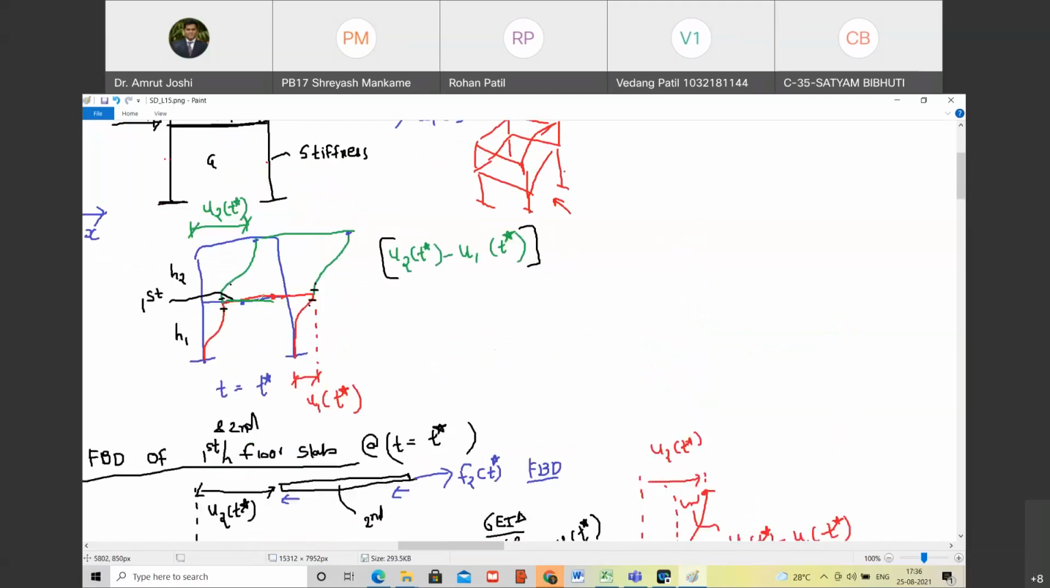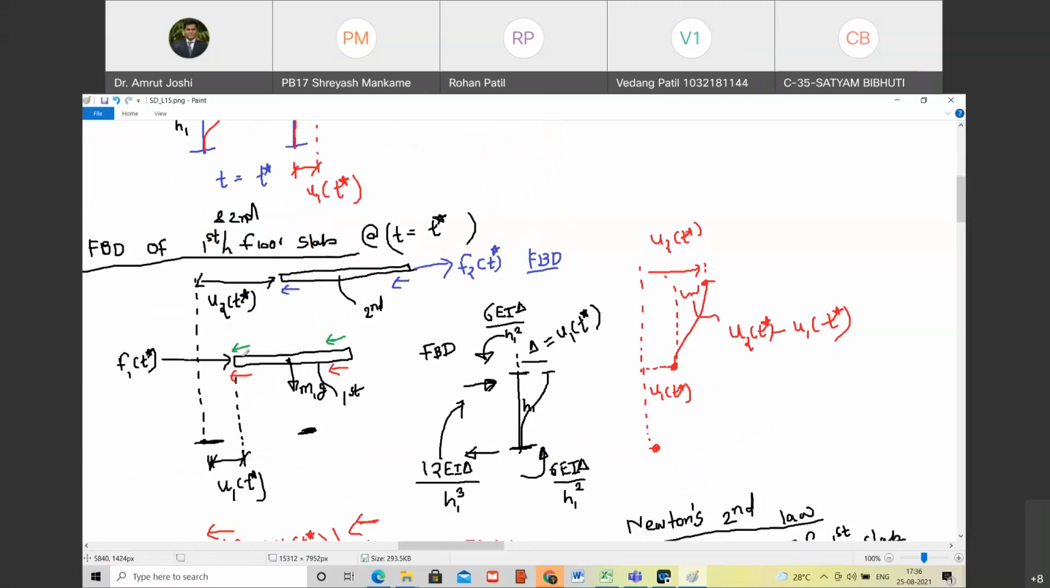So look, as this slab is deforming, the slab above is also deforming. Do you agree with me? Yes. So between the lower slab and the upper slab there is a relative deformation, and because of it some forces will be generated in this column. Yes. And the force applied by the bottom of this column on this slab, that is the one which is shown in green.